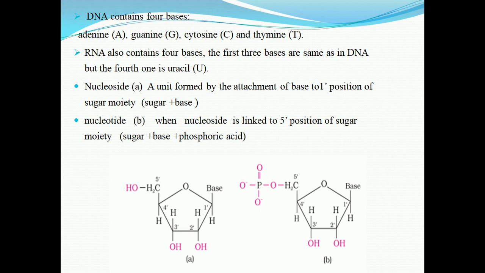A nucleoside, as shown here in the picture A, is a unit formed by the attachment of a base to the one position of the sugar moiety. It means the nucleoside consists of sugar plus base, whereas a nucleotide, which I have shown in picture B, is formed when a nucleoside is linked to the fifth position of the sugar moiety, that is sugar plus base plus phosphoric acid. Then it is known as a nucleotide.